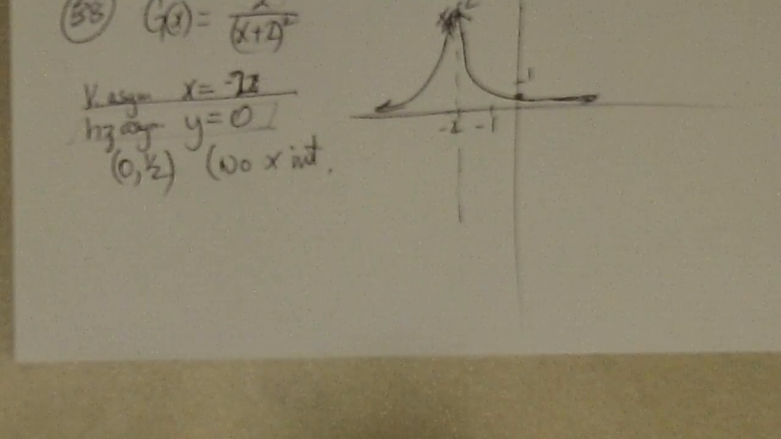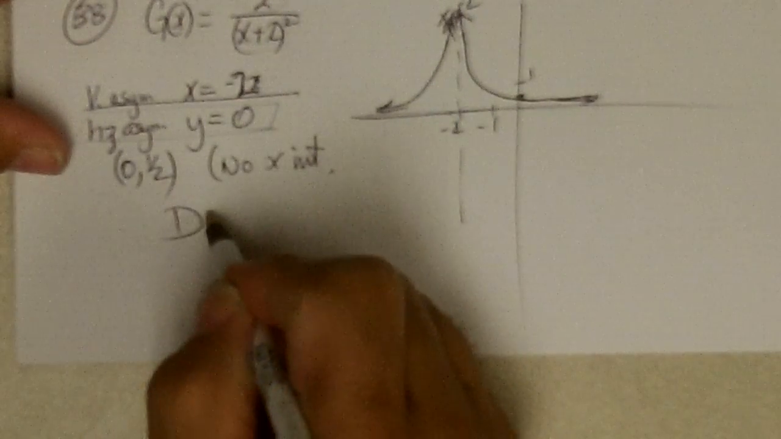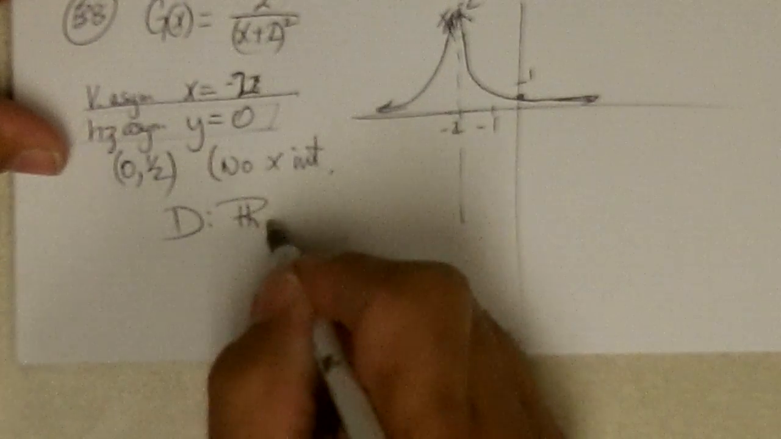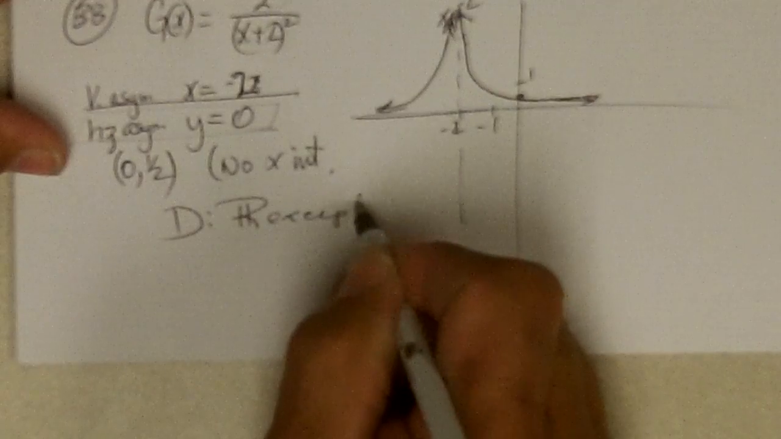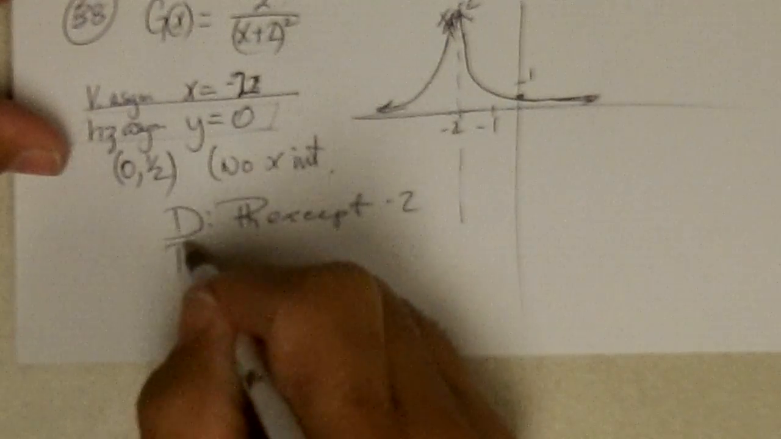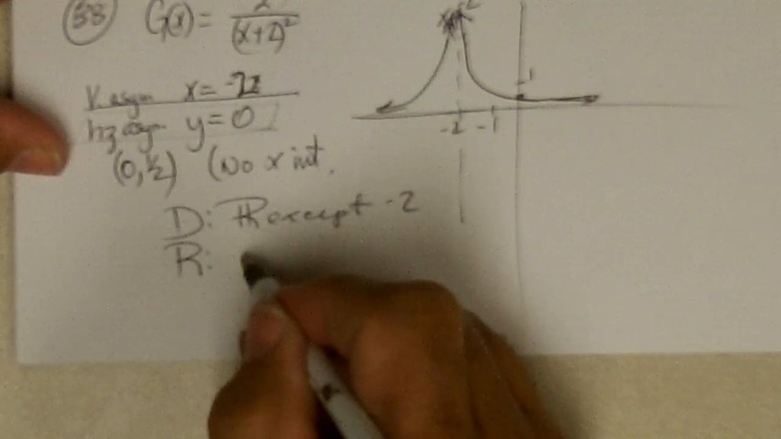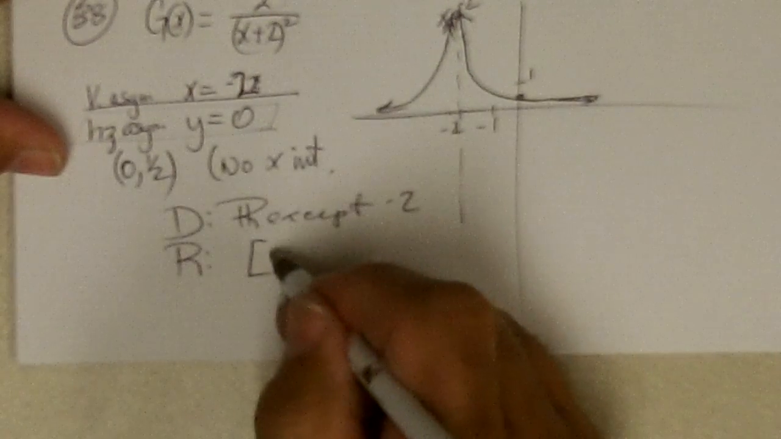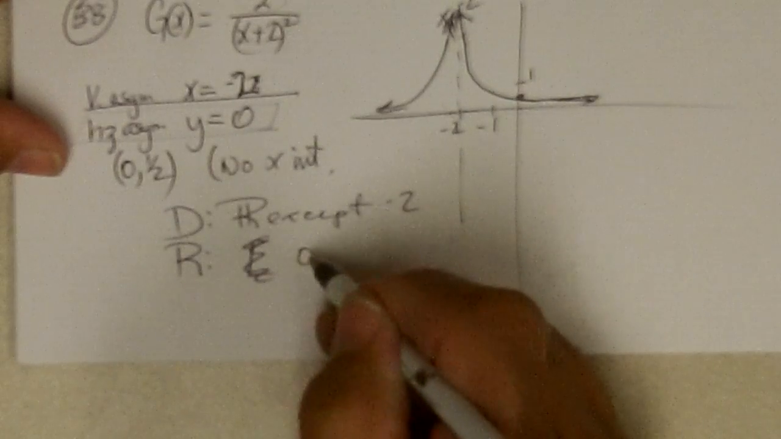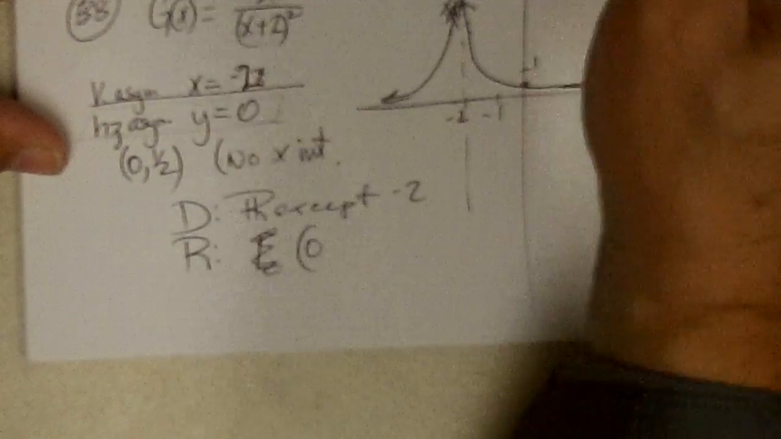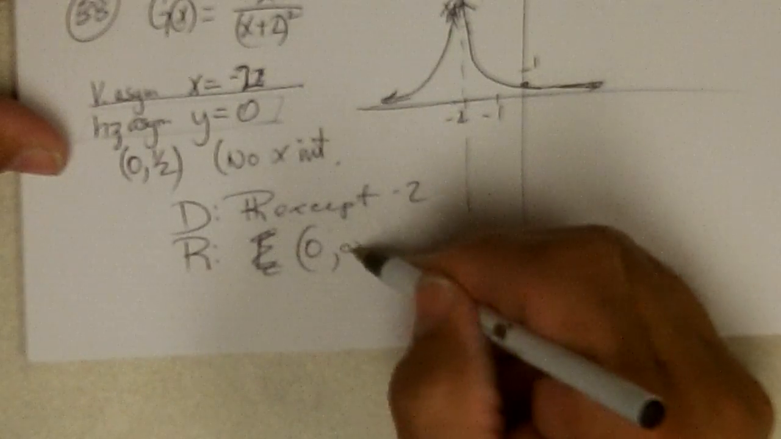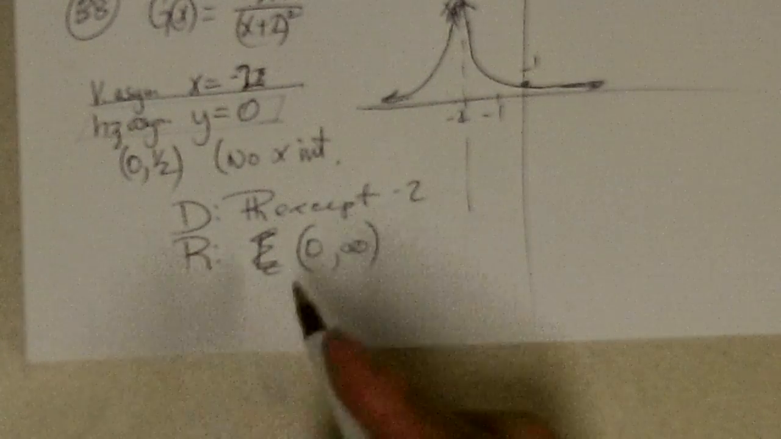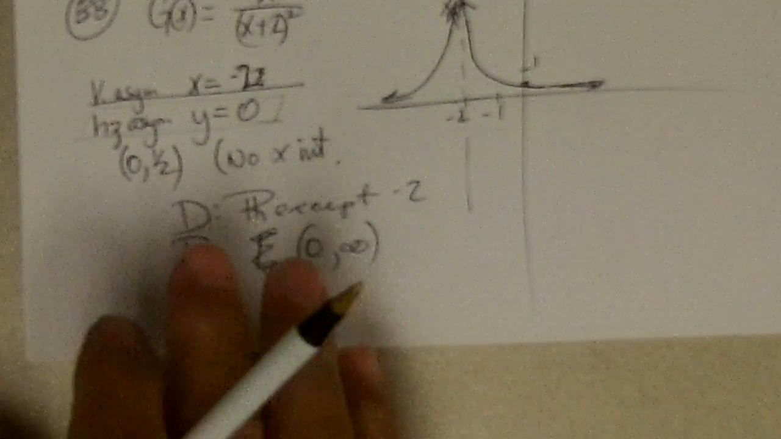Okay. So what's the domain? All reals except minus 2. And range. So that would go from 0, not including 0, to infinity. And I gave everything else that asked for it. So that's number 38.